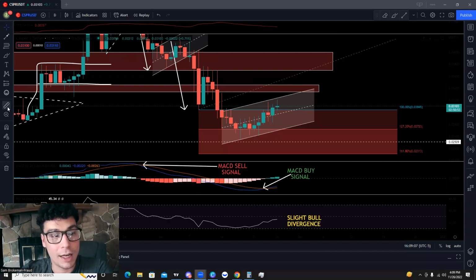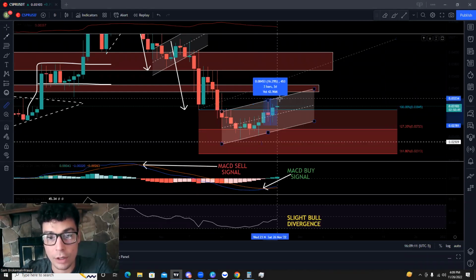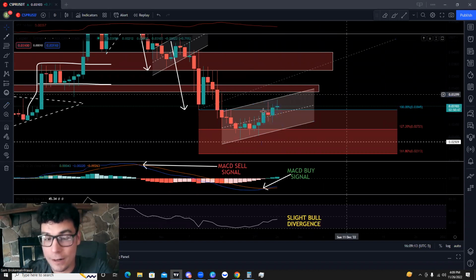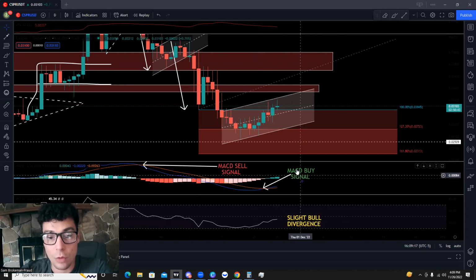Now, we have already gotten a decent rally off of that buy signal. We went up about 15% off of that initial signal. But I want to show you guys what happened the last time we got a MACD buy signal and a bullish divergence, what happened with Casper. So we'll do that.